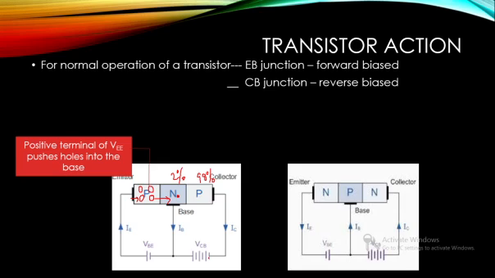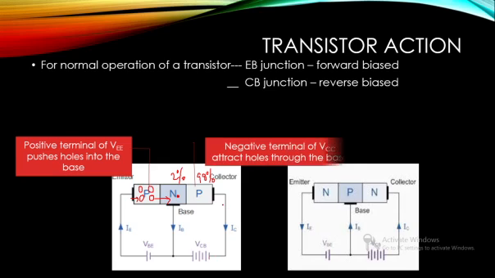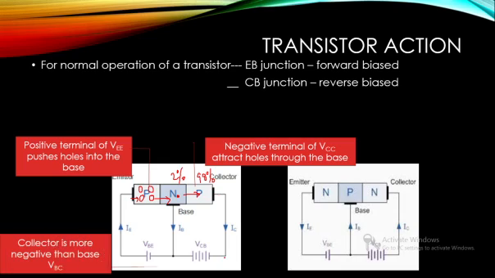So since they are giving an opposite polarity, the negative terminal will try to attract the holes. Holes are positive, so it will try to attract the holes coming through the base. That is how the working happens in a transistor.